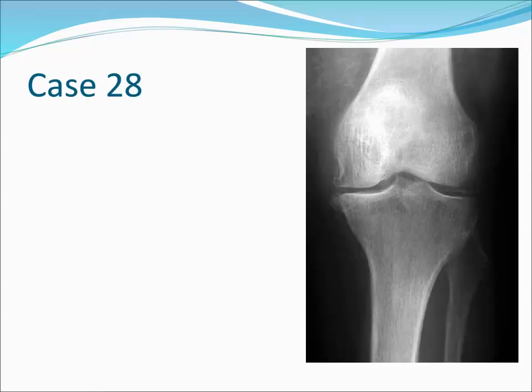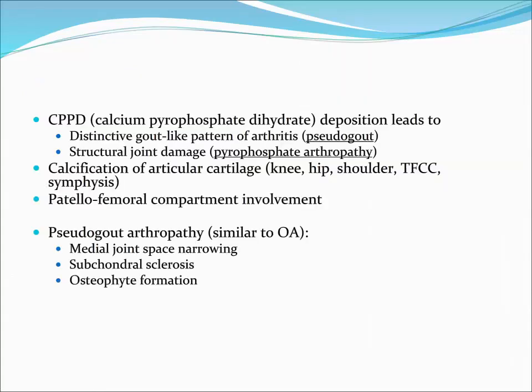CPPD, calcium pyrophosphate dihydrate, deposition leads to a distinctive gout-like pattern of arthritis, pseudogout, structural joint damage, pyrophosphate arthropathy, calcification of articular cartilage, knee, hip, shoulder, TFCC, symphysis, patellofemoral compartment involvement. Pseudogout arthropathy, similar to OA: medial joint space narrowing, subchondral sclerosis, osteophyte formation.